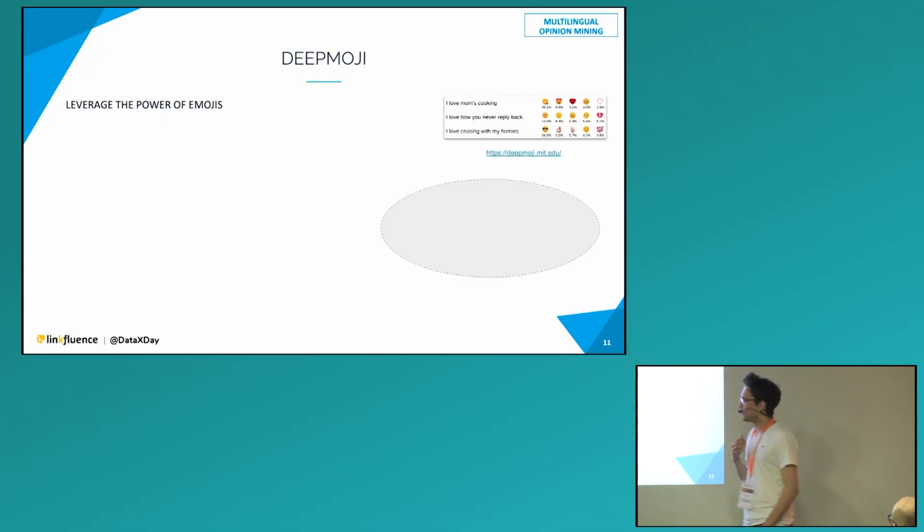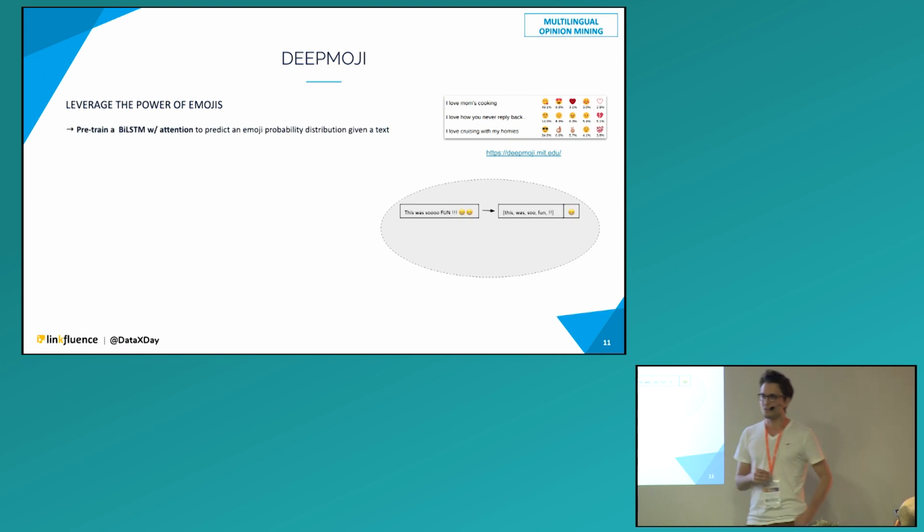So yeah, Deepmoji, so what did the authors do? Well, basically, they started by predefining a set of 64 emojis, and they extracted 1.2 billion tweets that were containing at least one of the emojis that was in the set. And they were extracting this emoji from the text, and they were labeling the text with the corresponding emoji.